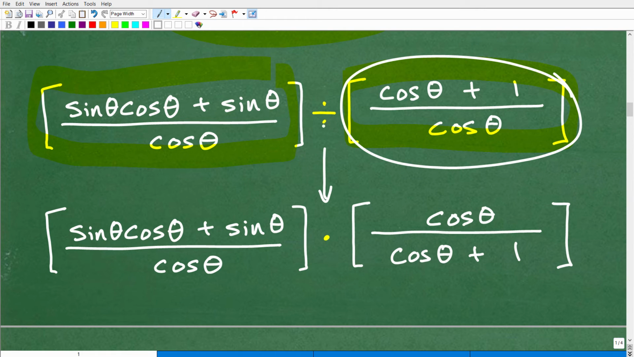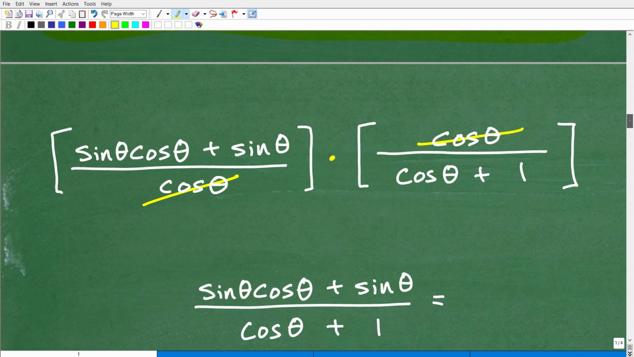The fraction to the right of the division symbol. Okay, so we're going to turn this into multiplication and flip this thing upside down. So we're going to have cosine theta. So this was our denominator, now it becomes our numerator, over cosine theta plus 1. All right, so now let's go ahead and actually work on simplifying this.